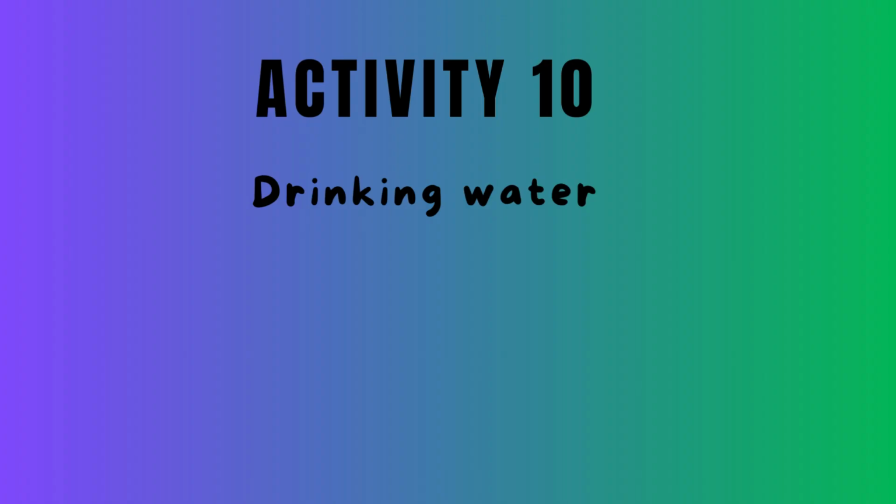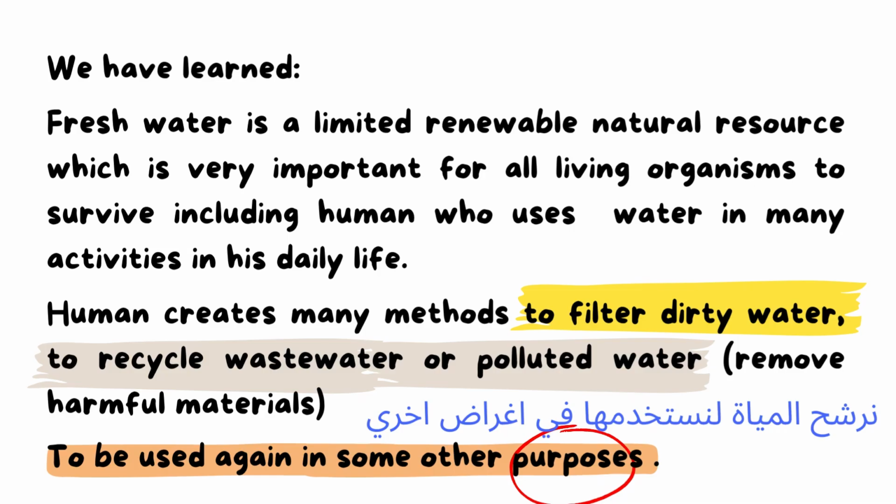As we have now activity 10, drinking water. We have learned that fresh water is a limited renewable resource, okay? What is the meaning of limited? Yes, it has limits. It can run out if we don't use it wisely. Water is very important for all living organisms, including humans. Why? To survive.